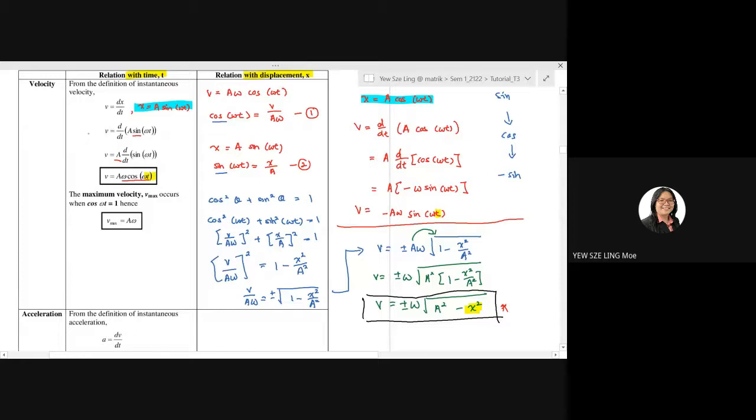So you just have to know how to derive it. The most important thing is you know the final equation and how to use the final equation. You have omega, you have a, and you have x in the equation. All right, it is now 3:22. I give you 3 minutes to write it down. We'll continue again at 3:25.